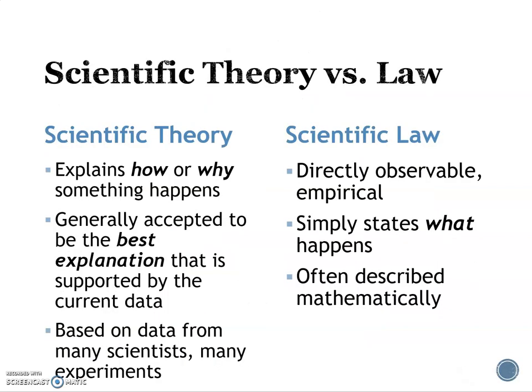So here's a comparison of scientific theory versus a scientific law. These have very specific meanings in the world of science. A scientific theory is more of an explanation. It's going to explain how or why a thing happens, and it is accepted by scientists as being the best explanation to explain a large body of data.